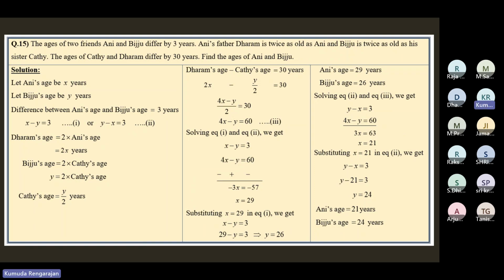Yeah, I'm sure you had more than sufficient time to complete, children. Ma'am, there is a mistake in the slide. In this slide? Yes, ma'am. Yeah, tell me where. Ma'am, after minus 3x is equal to minus 57, x is equal to 19, not 29.